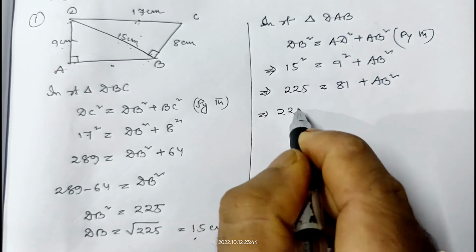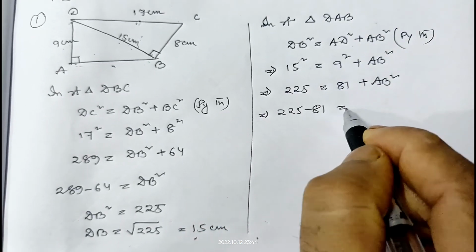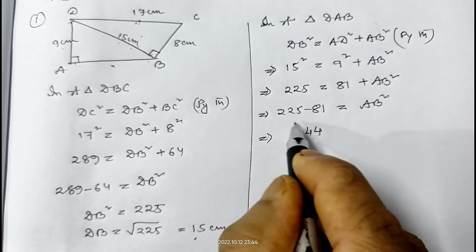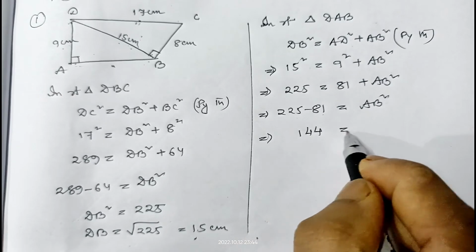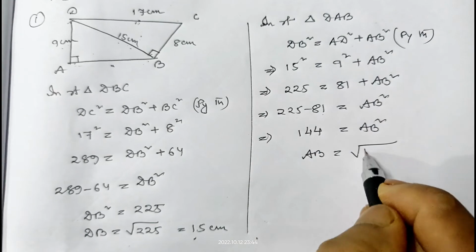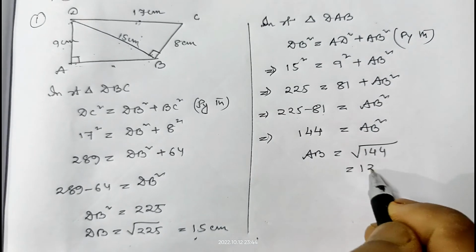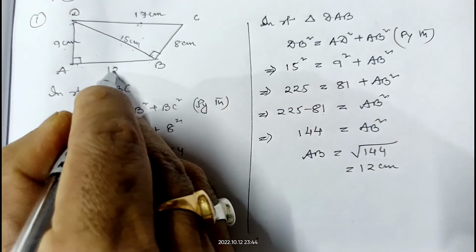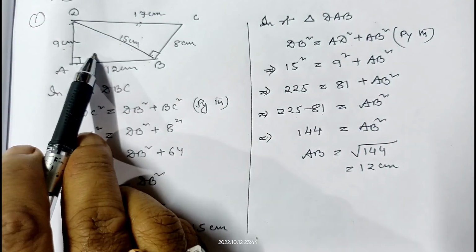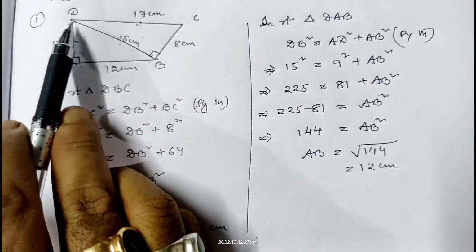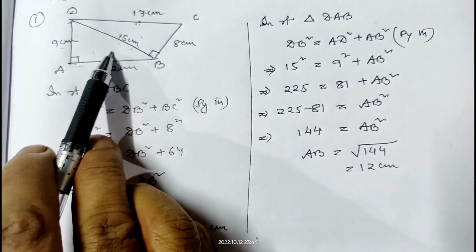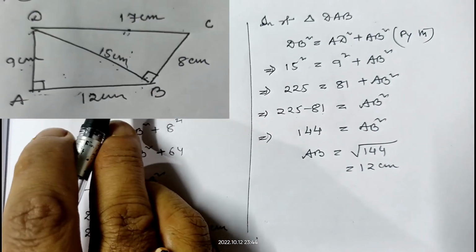So 225 minus 81 equals AB square. That means 144 equals AB square. So AB equals root over 144, which will give 12 centimeters. So this part is 12 centimeters. Now we have to find the area of this figure. For this triangle I will use half into base into height. For this triangle also half into base into height. And then by adding the areas we can find the area of the quadrilateral.